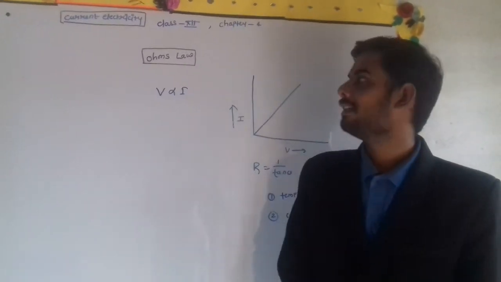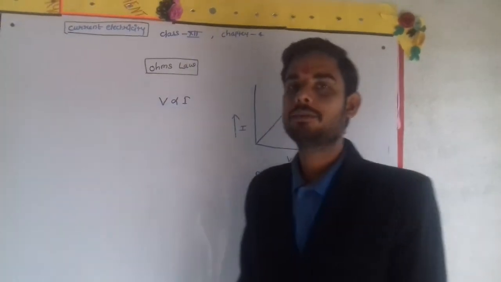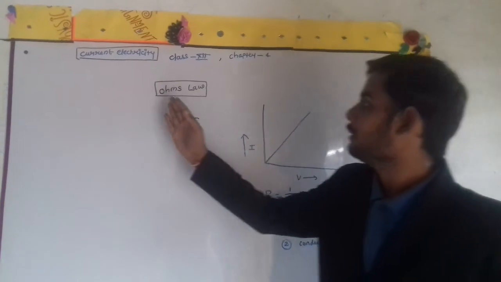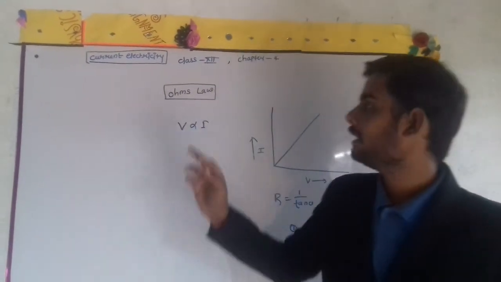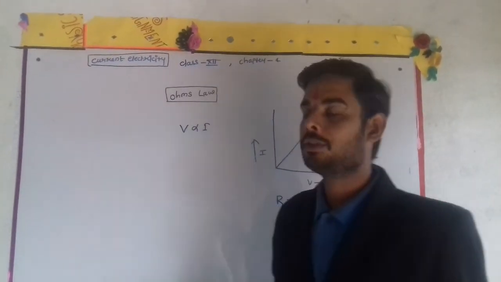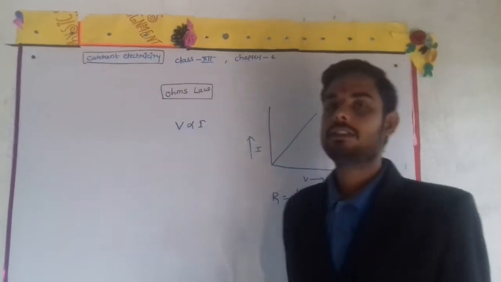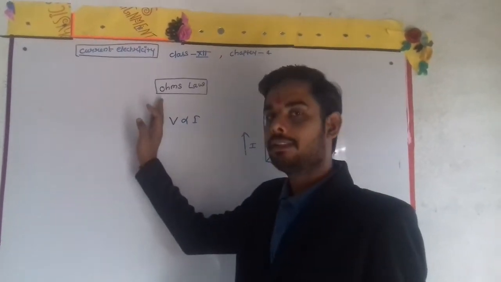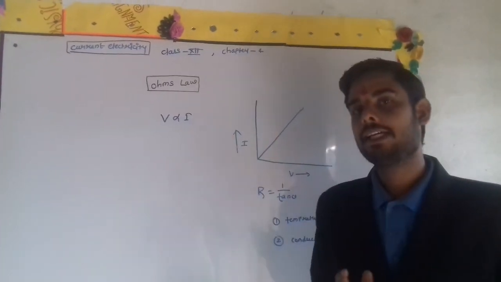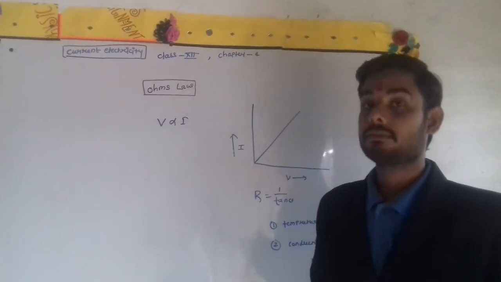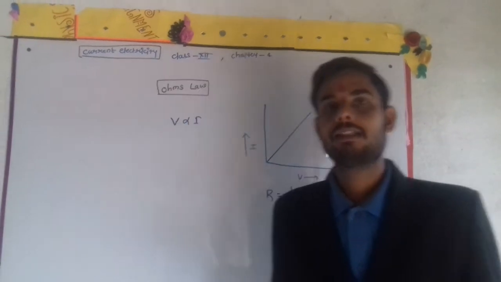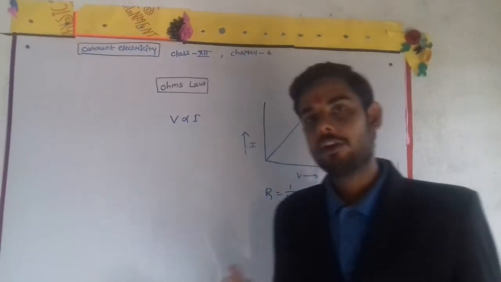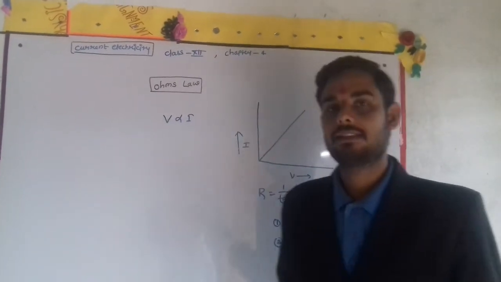Now we'll see Ohm's law, which you have studied in 10th class. George Simon Ohm, a German scientist, in 1842 gave the law which is known as Ohm's law. Ohm's law states that if the physical state of a conductor remains unchanged, what is physical state? Temperature, mechanical strength or dimension remain unchanged.